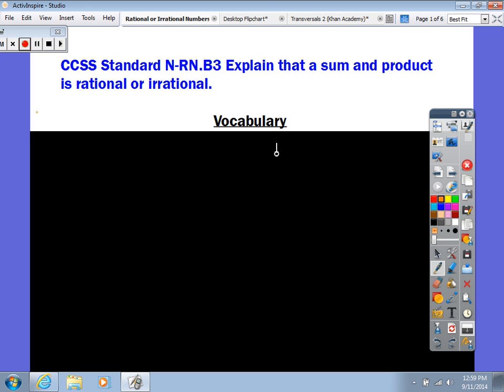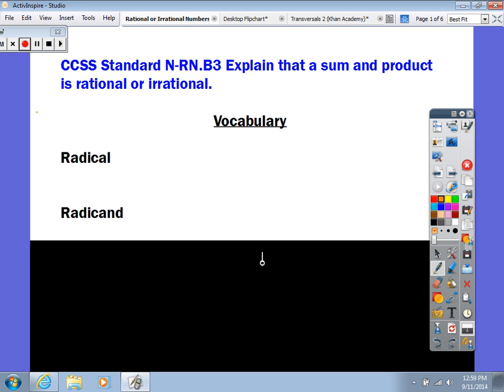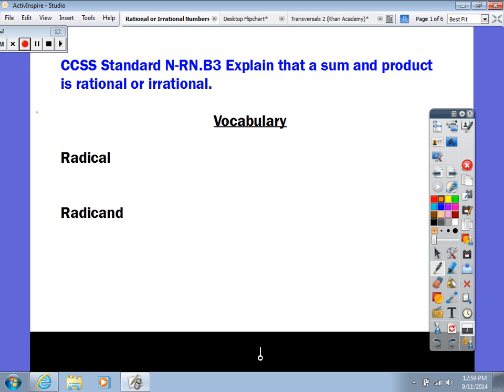Just in case you don't, I have some vocabulary words though, okay? And these are our two main ones. And it is radical and radicand, which is one of my favorite words because it's so fun to say. I mean, I think so anyway. But the radical is actually the square root symbol. That's what most of us call it.